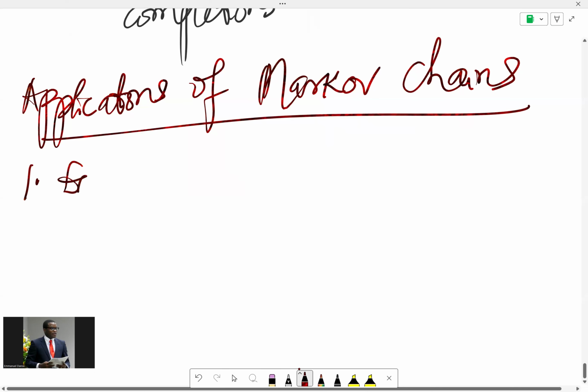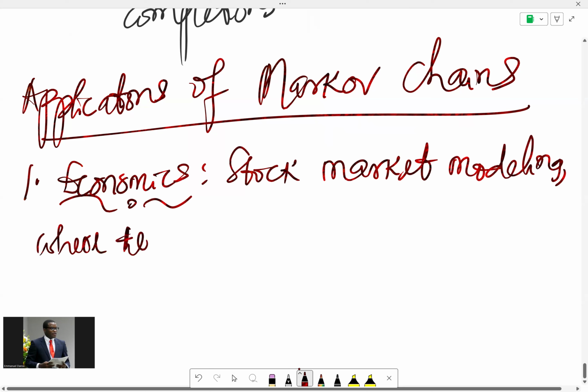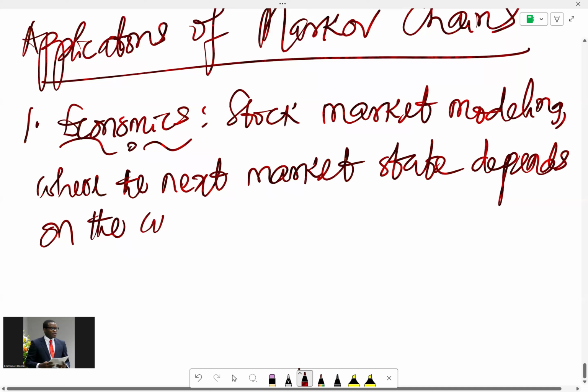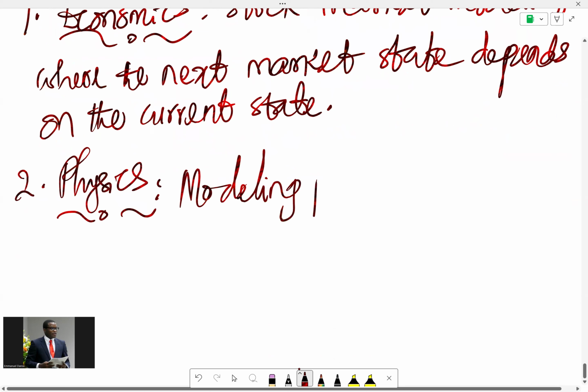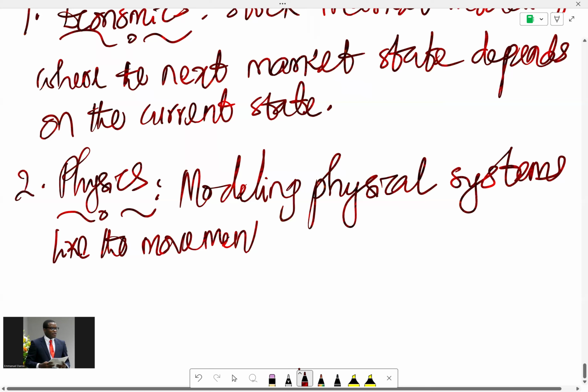So number one, we can have that in economics. In economics, we have stock market modeling, where the next market state depends on the current state. And then, of course, we have Markov chains in physics, where we can model physical systems like the movement of particles in a gas.